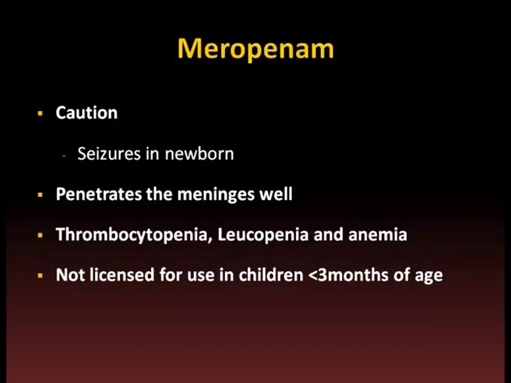Meropenem should be a reserve drug, and there should be caution when a baby has seizures and also has infection. It's preferable to avoid using Meropenem. However, Meropenem can be used to treat CSF infections because it penetrates the meninges well. Some of the known side effects of Meropenem are thrombocytopenia, leukopenia and anemia. However, it is not licensed for use in children less than 3 months of age. But in the absence of other drugs, most units continue to use this drug for treatment of infection.